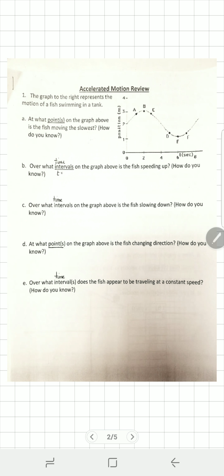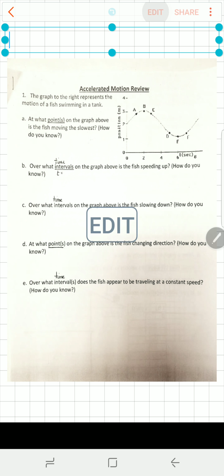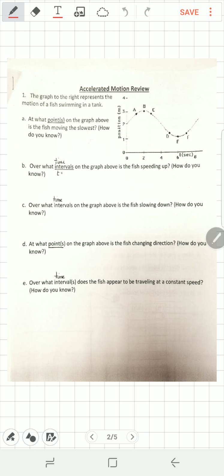So first and foremost, we're going to get into accelerated motion. And as it discusses right here, we have this example, and to read it, the graph to the right represents the motion of a fish swimming in a tank. And so the first thing we need to notice is that this is going to be a position versus time graph. We have position over here, and then we have time in seconds over here. This is not a velocity versus time graph, which means that the motion we're looking at is ultimately going to be about its speed. So those are things to keep in mind.